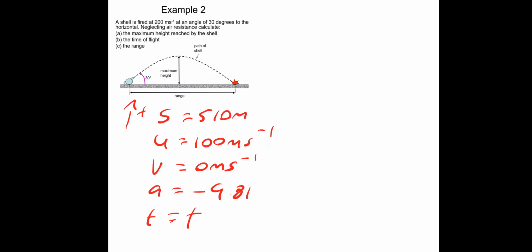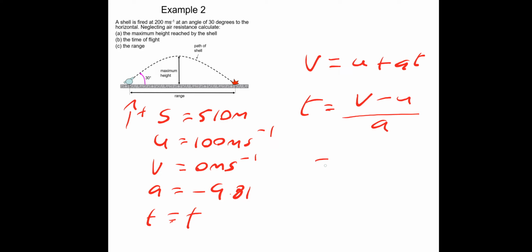So we can simply use v equals u plus at for this one, and then rearrange to find t. So t is equal to v minus u divided by a. So v minus u would be 0 minus 100, which is minus 100, divided by the acceleration minus 9.81, which gives us a time of 10.2 seconds.